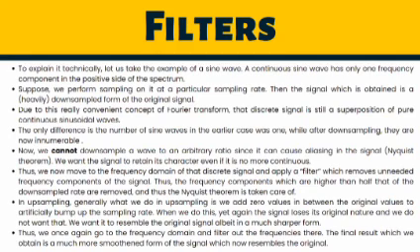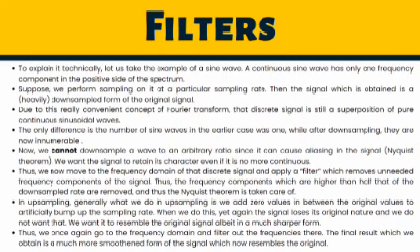We want the signal to retain its character even if it is no more continuous. We now move to the frequency domain for the discrete signal and apply a filter which removes the unneeded frequency components of the signal. Thus, the frequency components which are higher than half the downsampled rate are removed, and thus the Nyquist theorem is taken care of. This is important so that aliasing is not present inside the filtered signal.